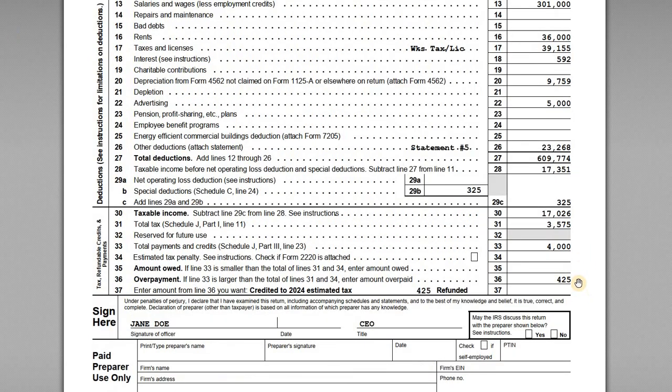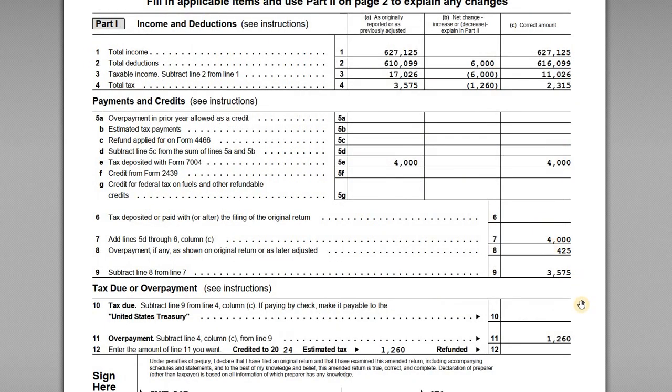So $425 was the amount reported on line 36 that we overpaid in tax, and we elected to have this credited to our 2024 estimated tax. So we didn't actually get a cash refund. We just rolled the amount forward. So we've got those original amounts in there.